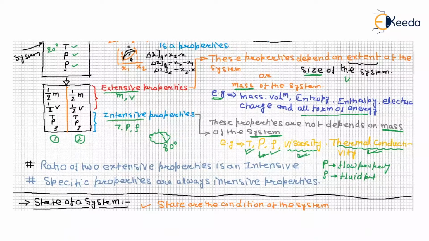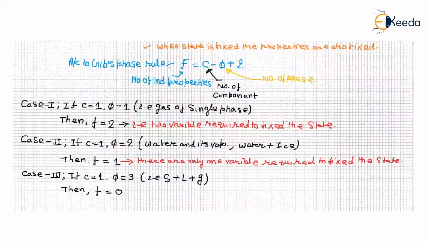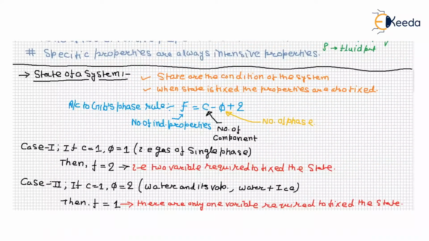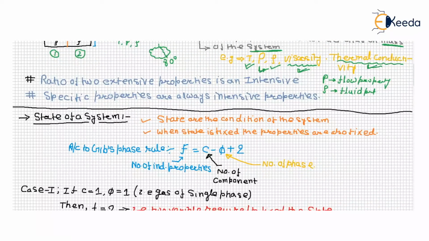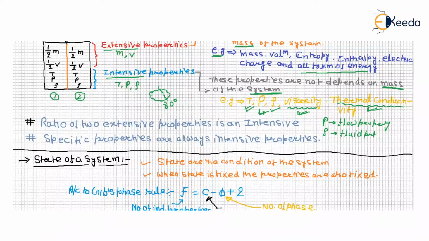Right? Now some facts about that. The ratio of two extensive properties is intensive. Why? Because an extensive property is a function of mass. If we divide two extensive properties, then the mass function will cancel out. Then the property that comes into the picture is independent of mass, right?